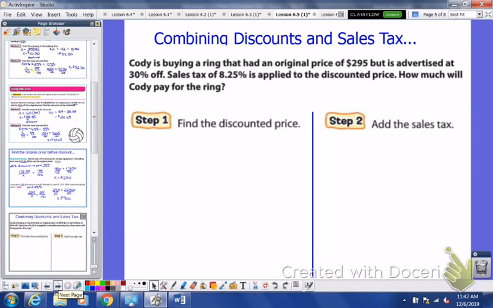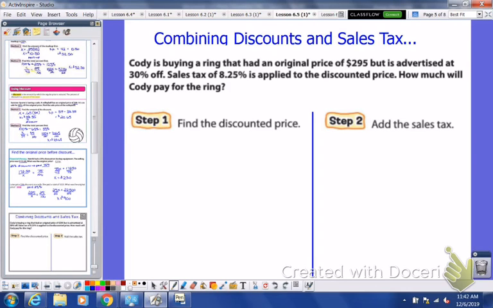So Cody's buying a ring that had an original price of $295, but is advertised at 30% off. Sales tax, 8.25%, is applied to the discounted price. How much will Cody pay for the ring? So if the tax is applied to the sales price, that means we have to find the discounted price first. So step one, find the discounted price.